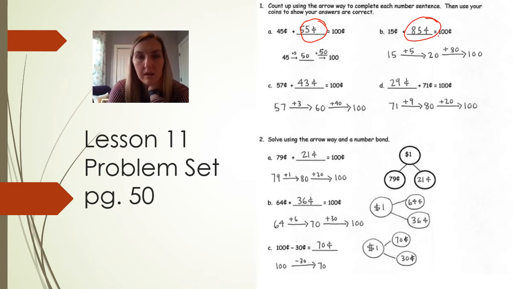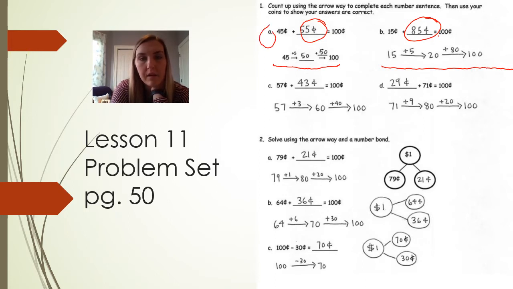They are using the arrow way strategy here, starting with the part and adding up to get to the whole. The whole is 100 cents. This is the most efficient strategy in this lesson. If you are unable to do the arrow way, you can always go back to using the chip model and just use the subtraction way. So for this problem, I would do 100 minus 45, looking at this problem here, and it would equal 55. So you could use the chip model if needed.